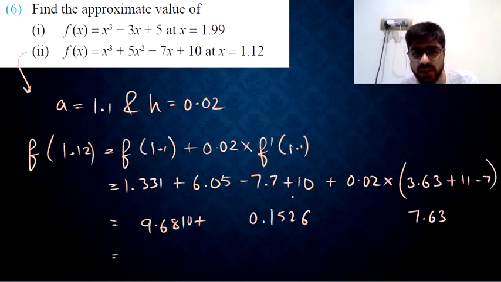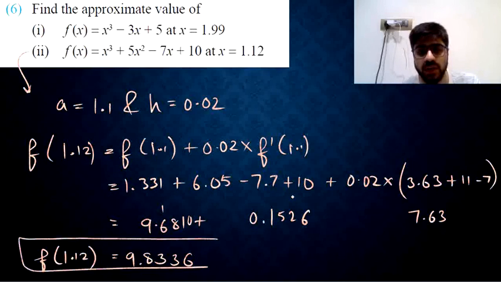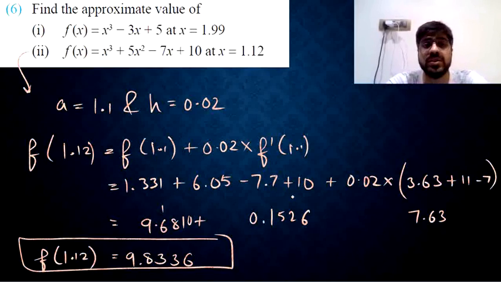Okay, so now we add the two numbers. So if I consider it a 0 here, it's a 0 and 6 getting added, so we have a 6. 1 and 2 getting added, it's a 3. 8 and 5 making it 13, carry 1. 6 and 1 making it 7, and a 1 making it 8, and 9.8336. Yeah, so that's f of 1.12, the approximate value for that. I mean, the approximate value of f of 1.12 is 9.8336.